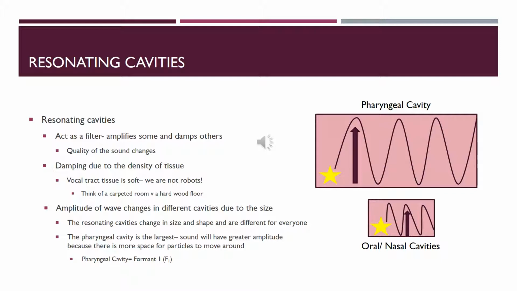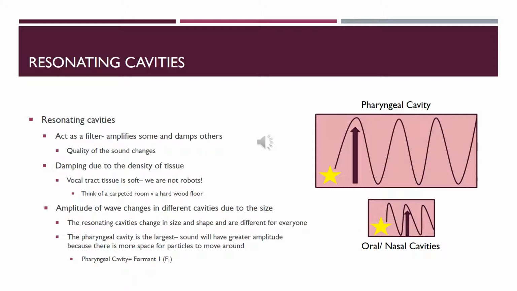That carpeting is soft and kind of absorbs some of the sound, just like our tissues do in our vocal tract. And then to the right, I have a diagram there to explain how the amplitude of a wave changes in different cavities due to the size of the cavities. So you can see that the pharyngeal cavity is much larger and the oral and nasal cavities are smaller. The resonating cavities change in size and shape and are different for everyone.